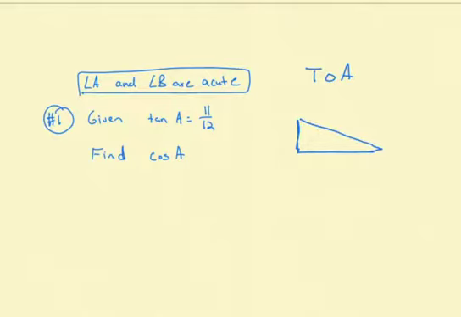So let's just go ahead. Let's say we have angle A over here. Okay, so here's my opposite and here's my adjacent. So this needs to be 11 over 12. Okay, now cosine. So cosine is going to be the adjacent over the hypotenuse.